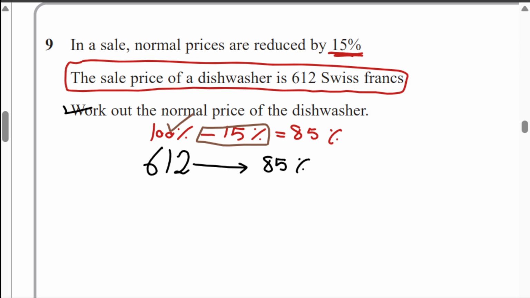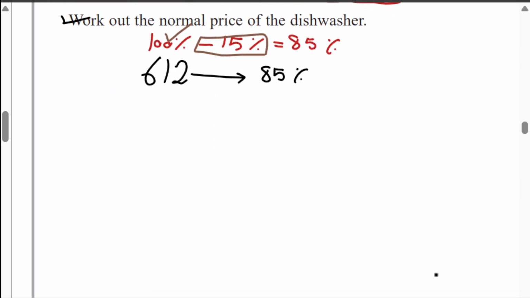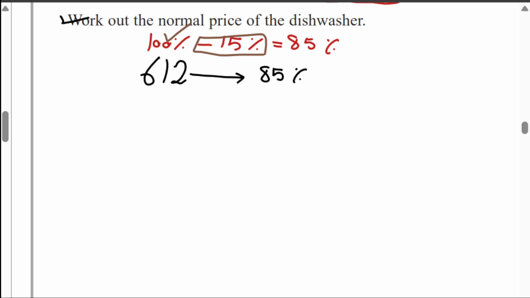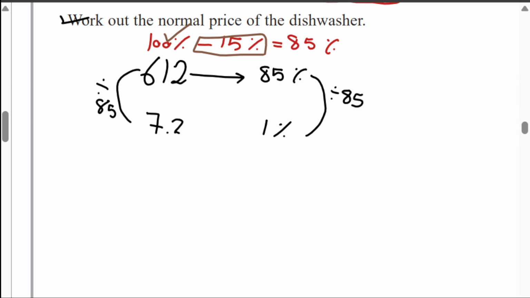There are many different ways to do reverse percentages. The best way, I think, is this. First, find 1%. So if we divide here by 85, 85% divided by 85 is 1%. So do the same here. Divide 612 by 85. So 612 divided by 85 gives you 7.2. That means 1% is 7.2.